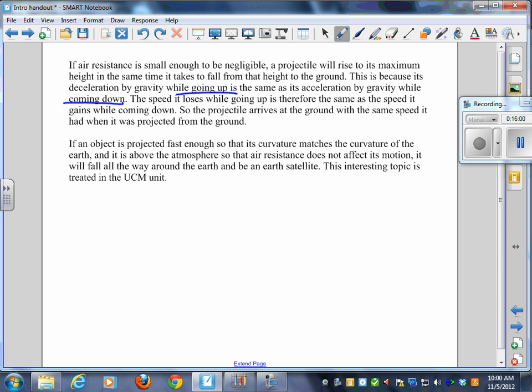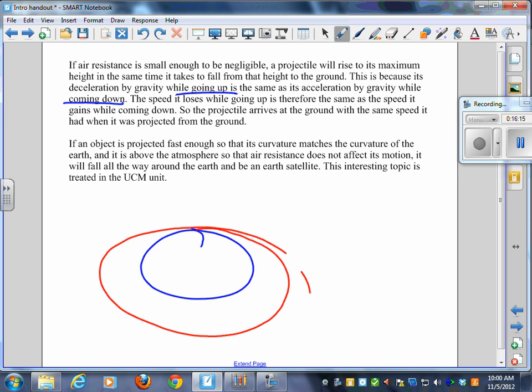If an object is projected fast enough so that its curvature matches the curvature of the Earth, and it's above the atmosphere so the air resistance does not affect its motion, it will fall all the way around the Earth and become an Earth satellite. We talked about this in grade 11, right? If you can fire something fast enough, like this, right, then it will simply continue to orbit.